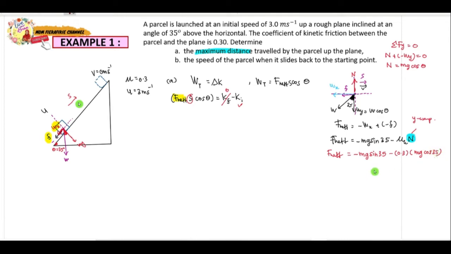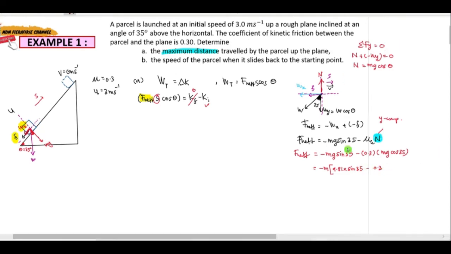Okay, so kita boleh factorizekan equation ni sebab kita tak ada nilai mass. M kita tak ada. So saya akan tulis negative m, saya akan selesaikan, g sin 35. So let's substitute all the values. 9.81 times sin 35 minus 0.3, and then 0.3 times 9.81 times cos 35 degree. Okay, so yang ada nilai tu kita dah boleh selesaikan siap-siap.